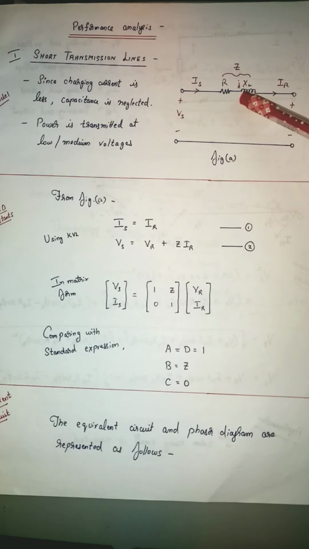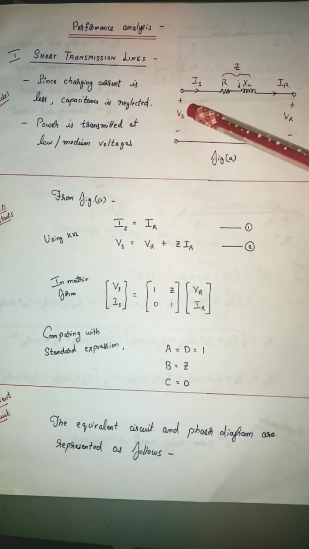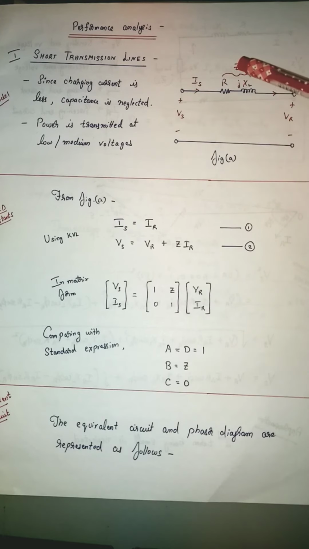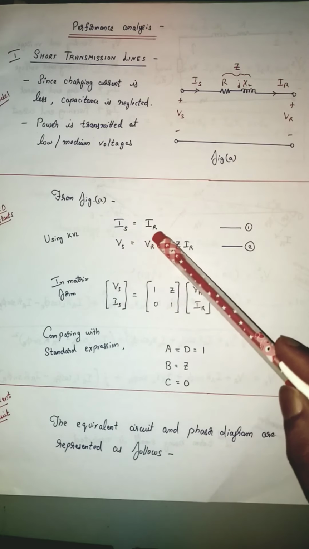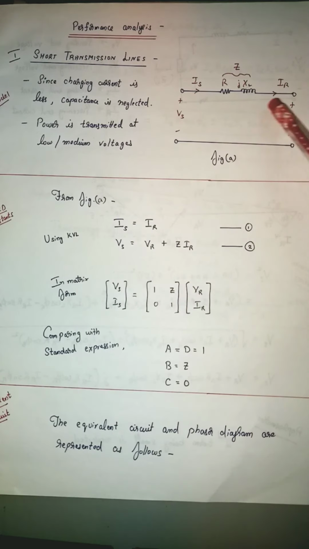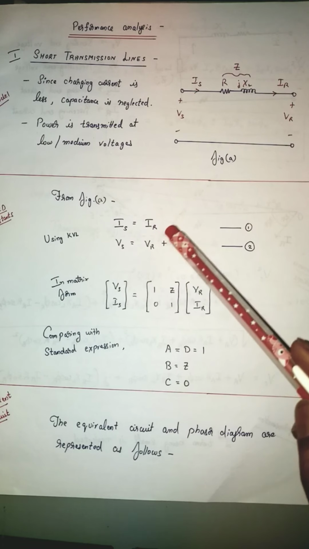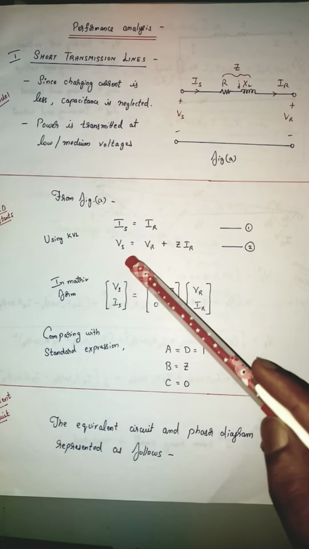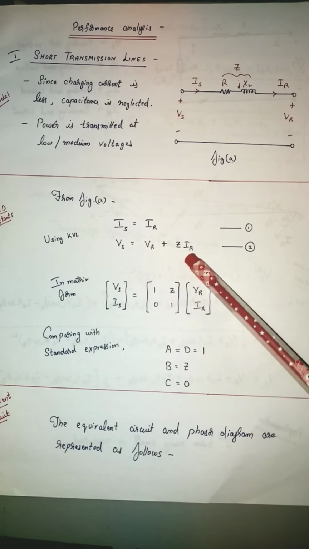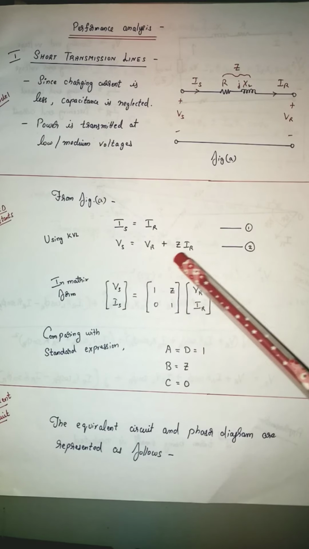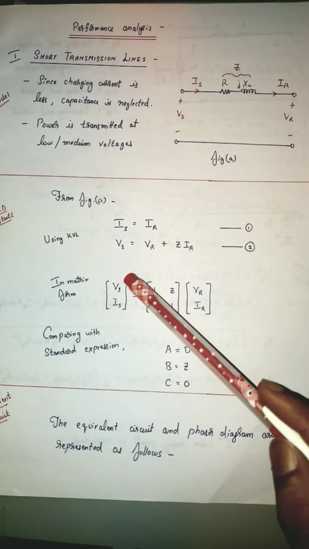The remaining parameters are written here: R, jXL, and this is the sending end voltage, sending end current, receiving end current, receiving end voltage, and this is impedance Z. So from this equivalent circuit, we know that Is is equal to IR, since it is connected in series. Then using KVL, I'll write the expression for Vs. Vs is equal to VR plus Z into IR.